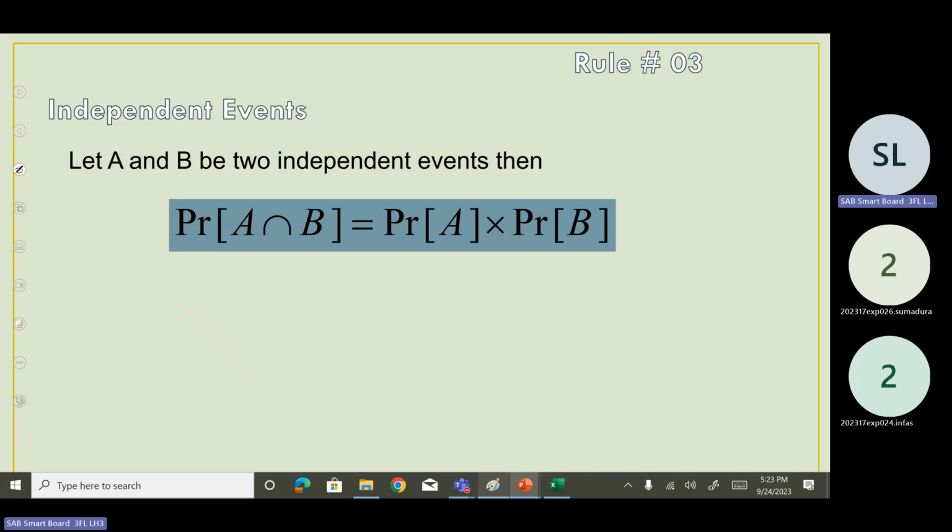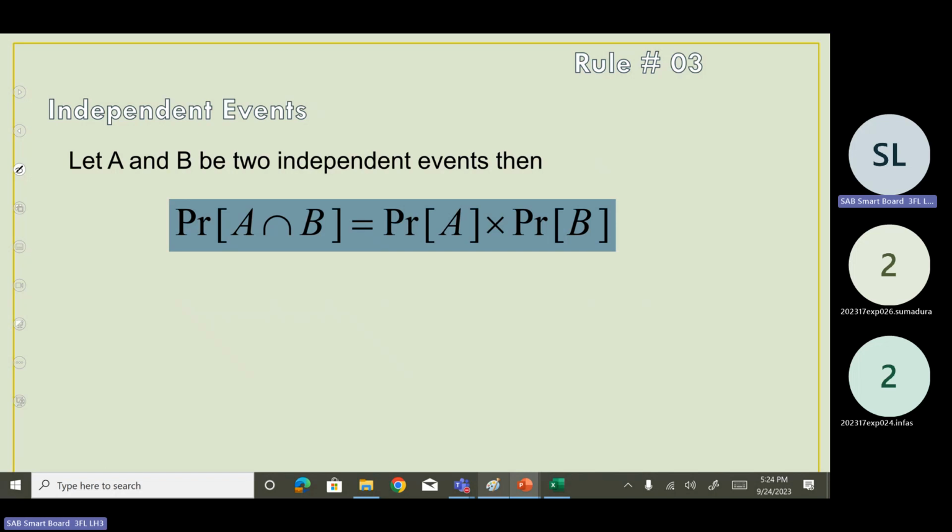So getting a head in the first coin has nothing to do with getting a tail in the second coin. Getting a tail in the second coin has nothing to do with getting a head in the first coin. So those two are independent. Two events, say A and B, become independent if A has nothing to do with B and B also has nothing to do with A. Then they are independent.